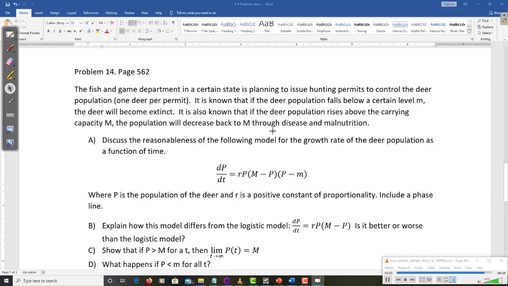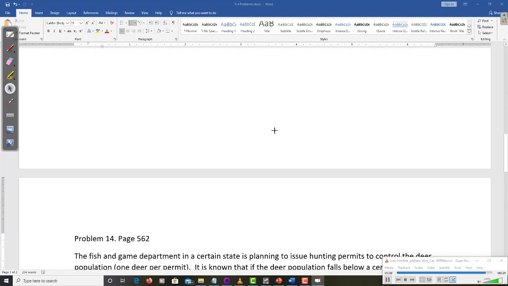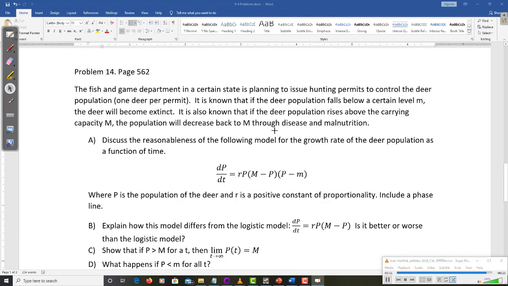Alright, this is from 14, I believe, from our actual textbook. Yeah, Thomas Calculus, page 562. So the Fish and Game Department in a certain state is planning to issue hunting permits to control the deer population. It is known that if the deer population falls below a certain level, little m, the deer will become extinct. It is also known that if the deer population rises above the carrying capacity of capital M, the population will decrease back to capital M through disease and malnutrition.